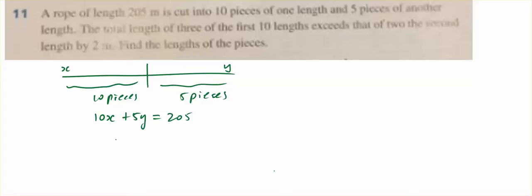So what it's saying is 3 of the first 10 lengths, which is talking about the X, and 2 of the second lengths, which is Y, so we've got 2Y. We want to form a relationship. Obviously they're not equal, but we're given some information that helps us balance the equation. 3 of the X exceeds 2 of the Y by 2 meters. So this is 2 meters bigger than this, and to make it balance, we need to add a 2 here, since we have an equal sign.